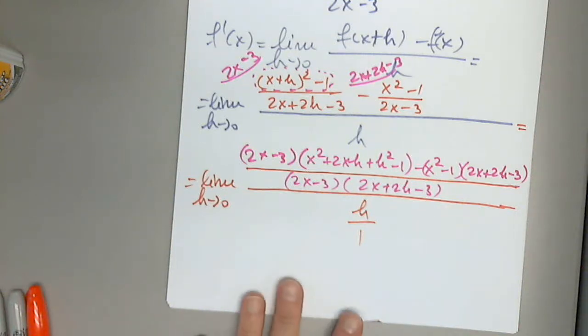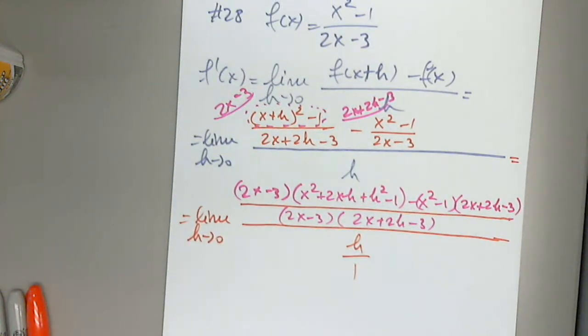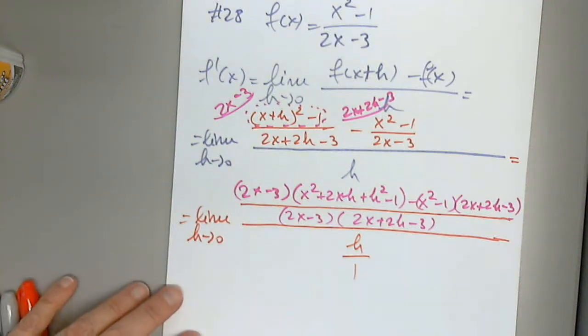So I didn't do anything. I did not multiply yet. I only found the least common denominator, both factors. And I wrote 2x minus 3, and then I only expanded x plus h squared, and then, of course, minus 1. I wrote x squared minus 1, and I copied 2x plus 2h minus 3. I did not multiply yet, because I was going to run out of room anyway.